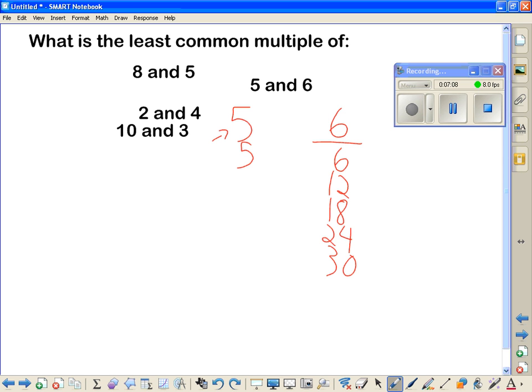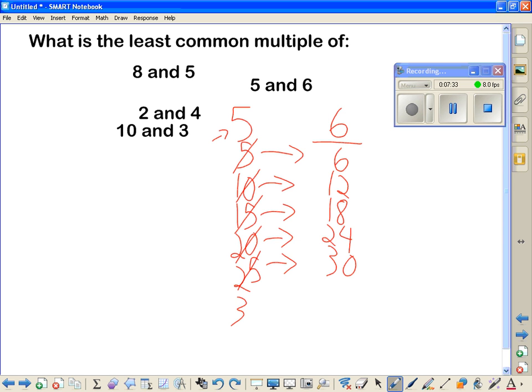So we start with 5. Do you see 5 on this side at all? And the answer is no. Let's cross it out. The next multiple of 5 is 10. Do you see 10 over here? No. 15. Do you see 15 here? No. 20. Do you see that over here? No. 25. Do you see that over here? No. 30. Do they both have 30? And the answer is yes. They both have 30 in common. So, our least common multiple of 5 and 6 is 30.